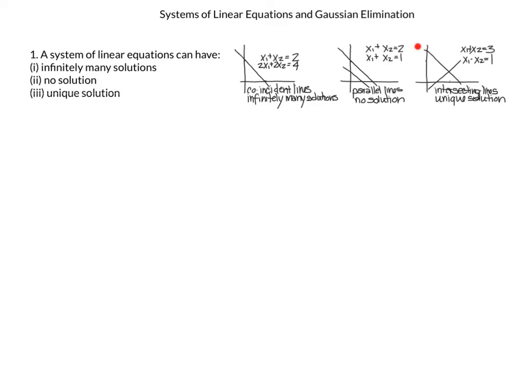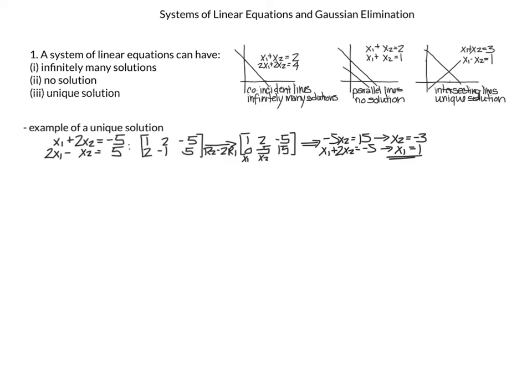And last, it's possible that your 2 lines intersect at one point, in which case that one point is where your x1 and x2 works for both equations. So you have a unique solution. So again, for any system of linear equations, there are only 3 possibilities: infinitely many solutions, no solution, unique solution. And to remember that, you might want to remember these 3 drawings of 2 equations, 2 unknowns. Our first example is of unique solution, and this is where we have the same number of equations as unknowns. So x1 plus 2x2 is equal to -5 is our first equation.